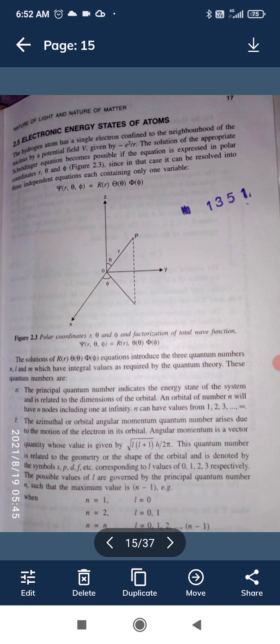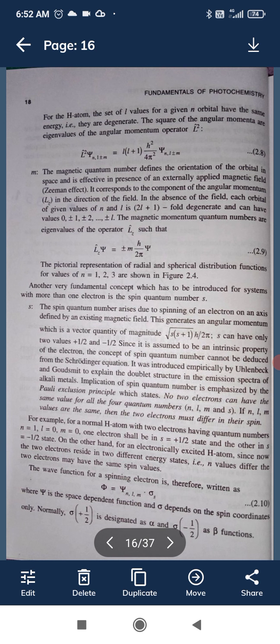The possible values of l are governed by the principal quantum number n such that the maximum value is n minus 1. Right? When n is equal to 1, l is equal to 0; n is equal to 2, you have l is equal to 0, 1; and for n, you have l is equal to 0, 1, 2, up to n minus 1. For the hydrogen atom, the set of l values for a given n orbital have the same energy, that is, they are degenerate.